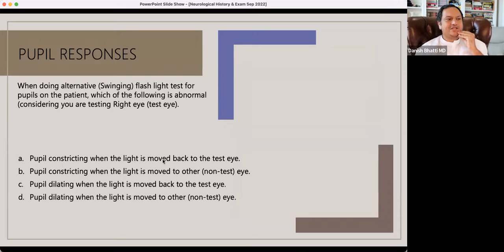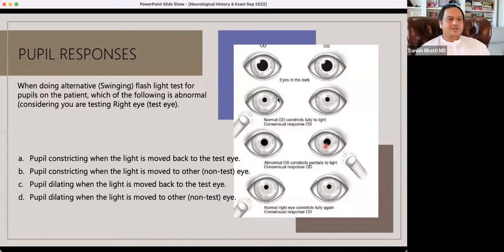Pupil constricts when the light is moved back to the test eye; pupil constricts when the light is moved to the other non-test eye; pupil dilates; and so on and so forth. So let's look at it. Let's see what exactly a swinging torch test is and what will be considered abnormal in the swinging test.